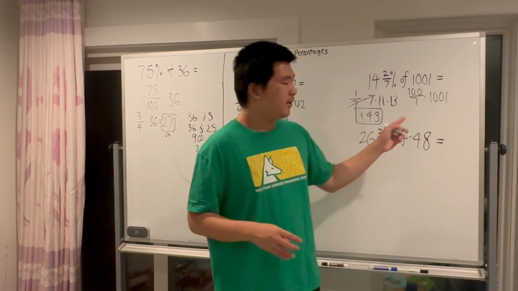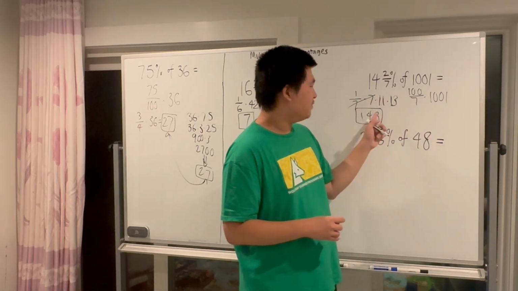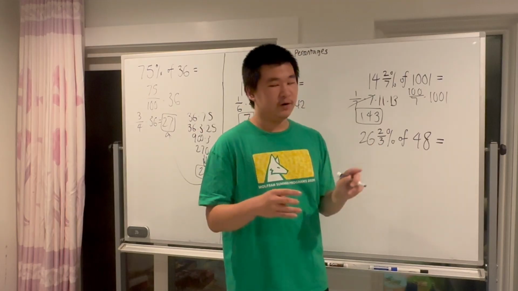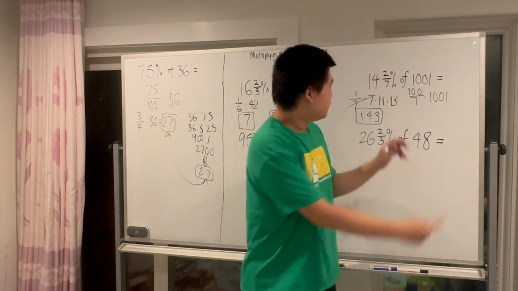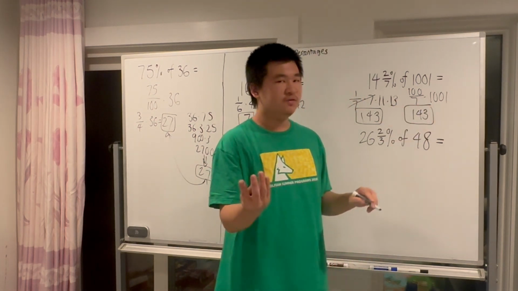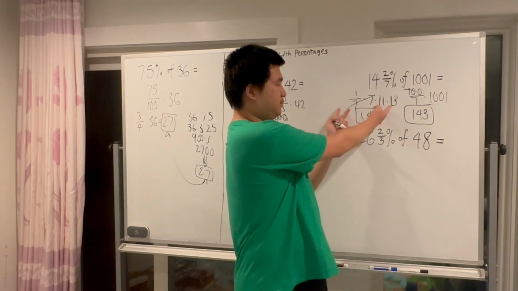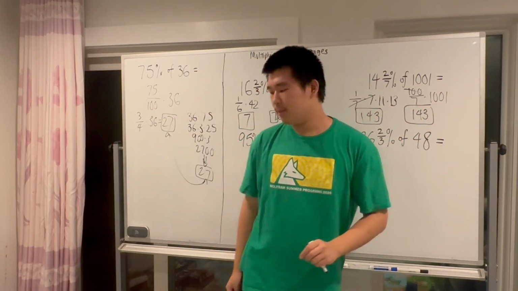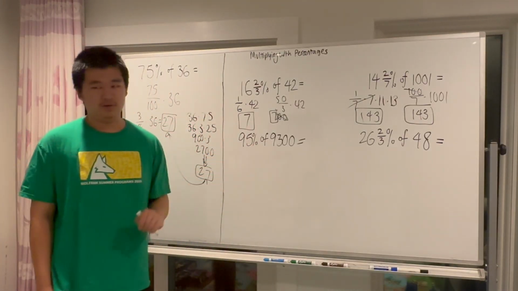Well, once again, we have to recognize that 1001 is 7 times 11 times 13. So if we divide that by 7, it's 143. 143 times 100, then divided by 100 again, that's just 143. In other words, you could have just canceled this 100 out right here, and then 1001 divided by 7, basically the same thing. Now, our next problem is going to be 95% of 9300.